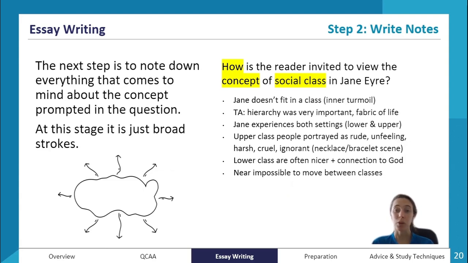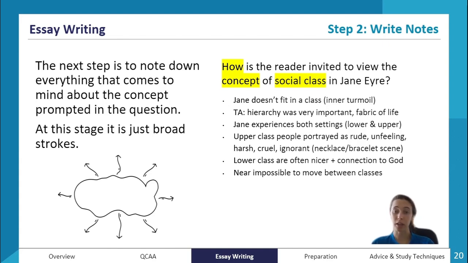Okay, so step 2 is about writing down some notes. Note down everything that comes to mind about the concept that is in the question or the prompt. At this stage, it's just broad. You're thinking about everything that you can think of based on your knowledge. And we've got an example based on this same question here.